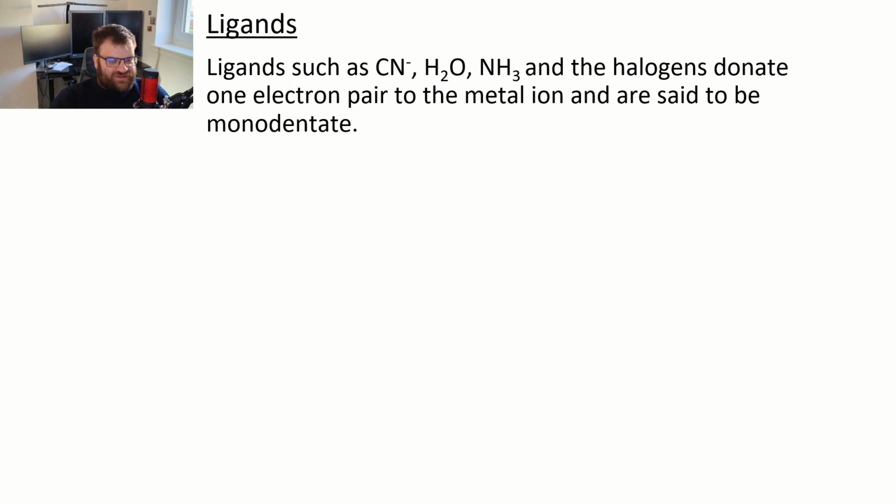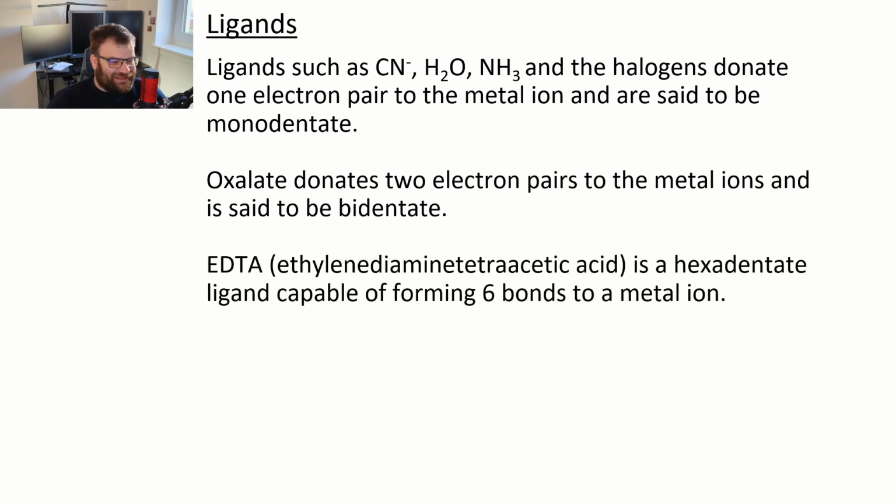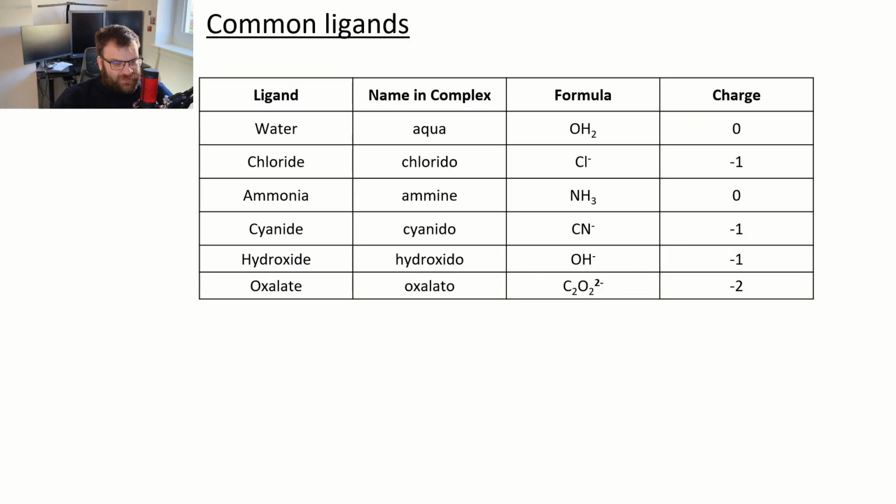Ligands such as cyanide, water, ammonia, and the halogens will all be able to donate one electron pair and are described as being monodentate. Quite typical ones to have in questions. Oxalate, coming from oxalic acid, is another one. This one binds twice, so bidentate. And then ethylenediaminetetraacetic acid, more commonly described as EDTA, is hexadentate. It will make 6 bonds to a metal ion. These are your typical ligands that will come up in a lot of the questions. The names in the complex get tweaked. Aqua instead of water.